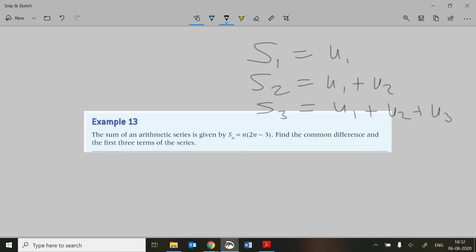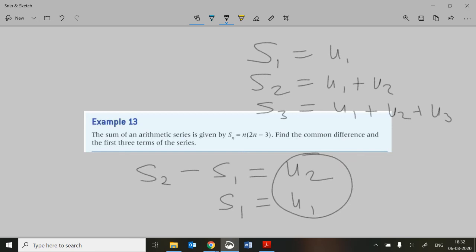Find the common difference. Okay, so if I work out S2 and if I work out S1 and I find the difference between them, then I will be left with my second term. If I find the difference between these two, I'm just left with that difference. But of course S1 is equal to U1. So if I've then got U2 and U1, I can then find the common difference. So that's the strategy behind this question.